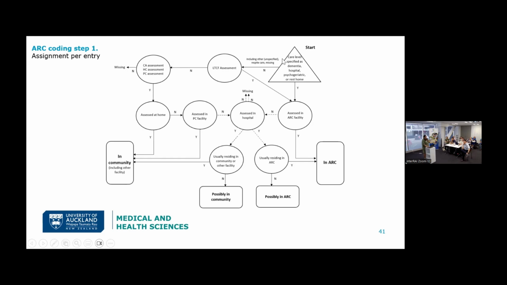Some people don't have a care level specified, but are an LTC assessment, so we know that they will go here. But there's a small-ish proportion, around 10% of the assessments, that are made in the hospital. So we can't really tell whether these people are in the community or in ARC. And so we use that usual residence variable here to tell whether they're possibly in the community or possibly in ARC.